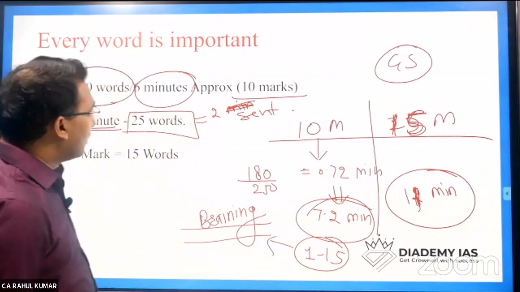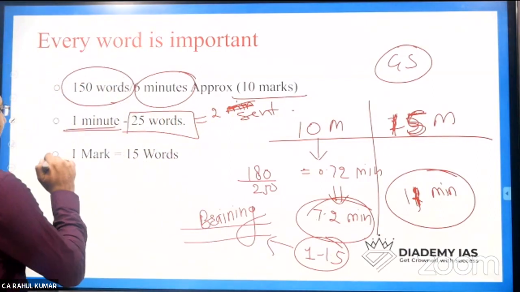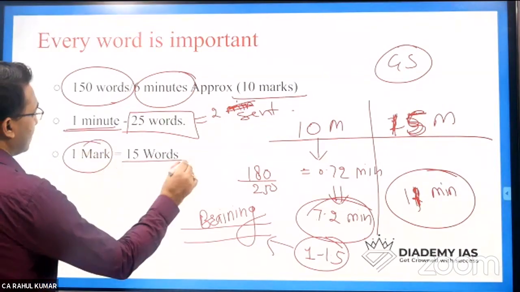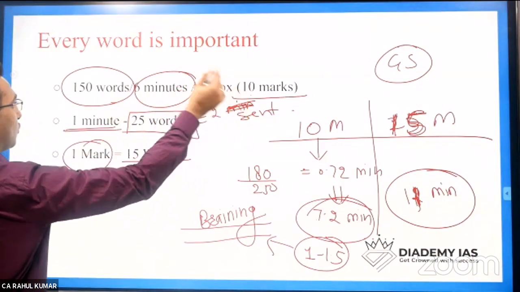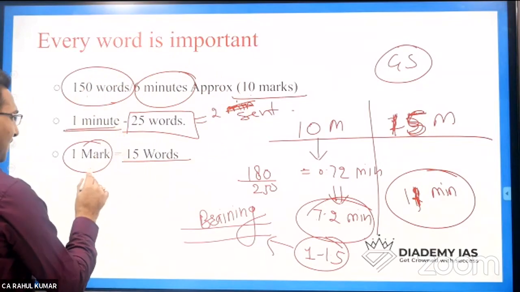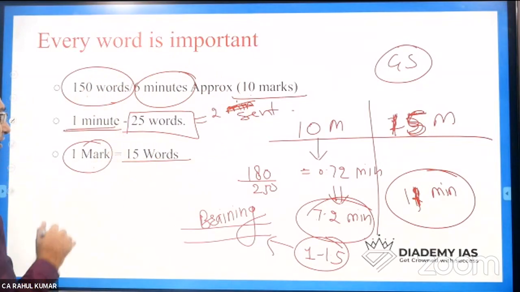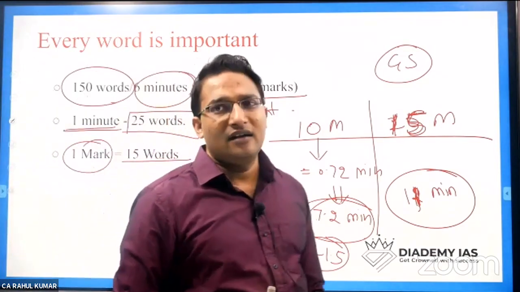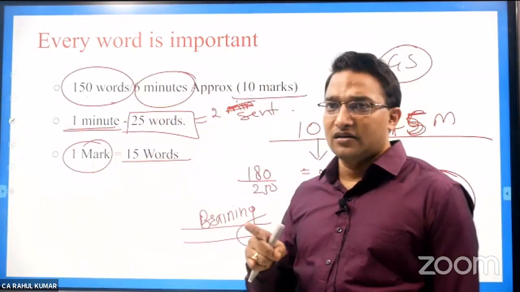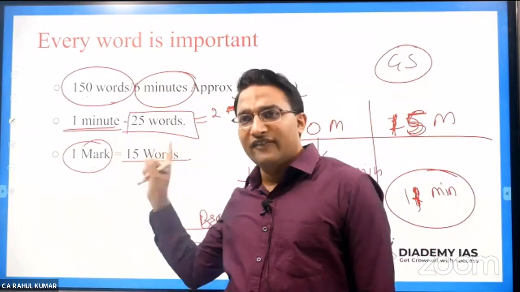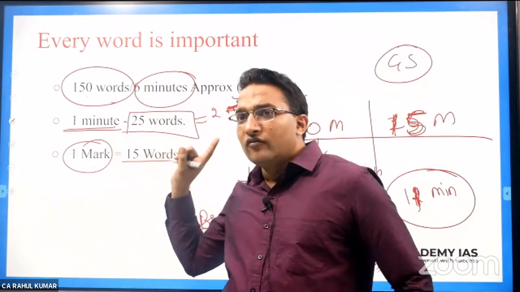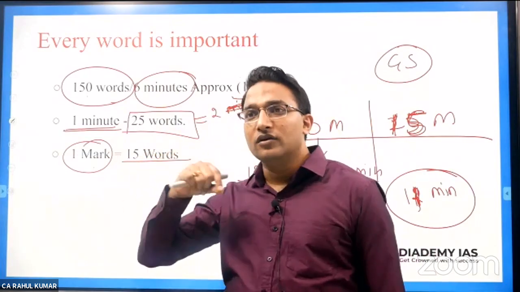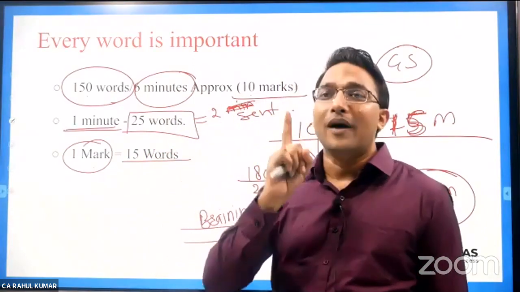And for 1 mark we have to write 15 words, right? Because for 10 marks we have to write 150 words, so for 1 mark we have to write 15 words. So the point I want to make is, you have to understand that when you complete 1 minute, you are completing 25 words. When you complete 15 words, you have written the answer to the 1 mark question.